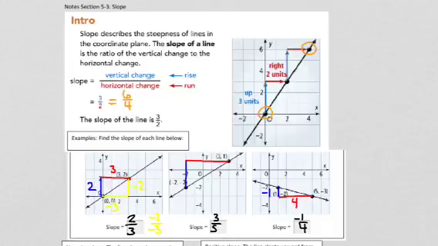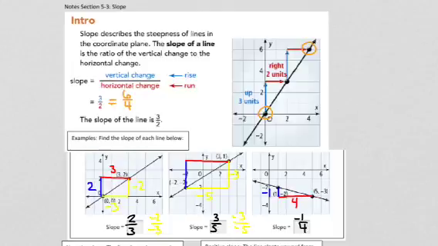Taking a look at the next one, I could say that I'm traveling from this one down 3 and left 5. Down 3 and left 5. So a -3 over a -5 still ends up to be the 3/5 that we had as the answer.